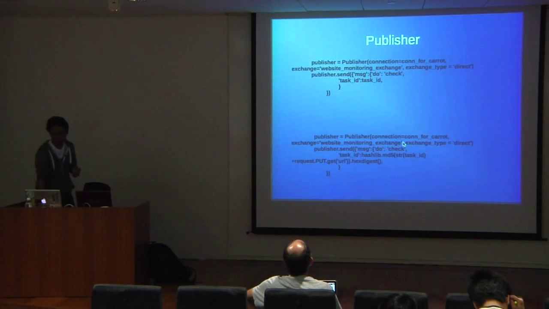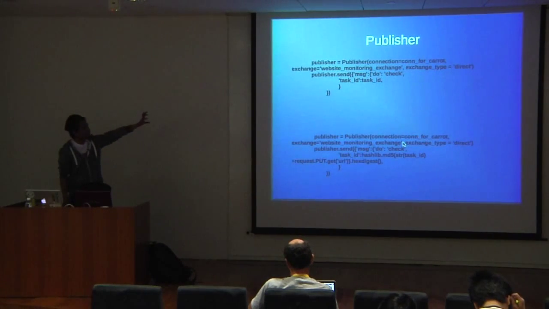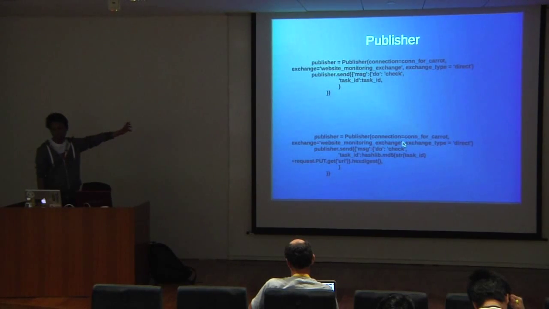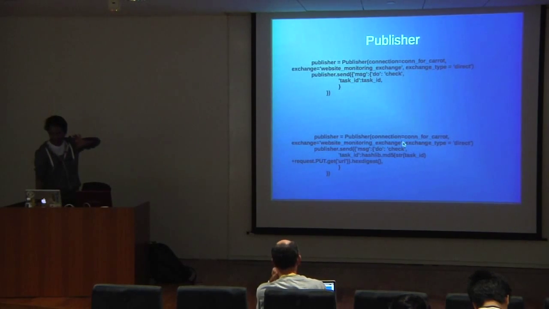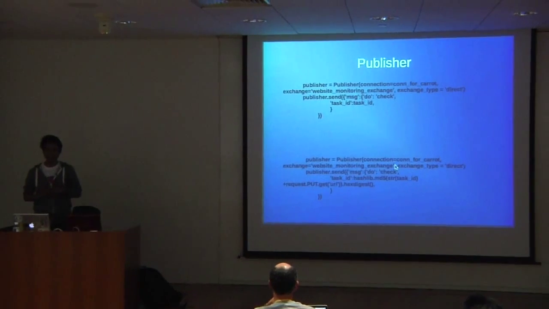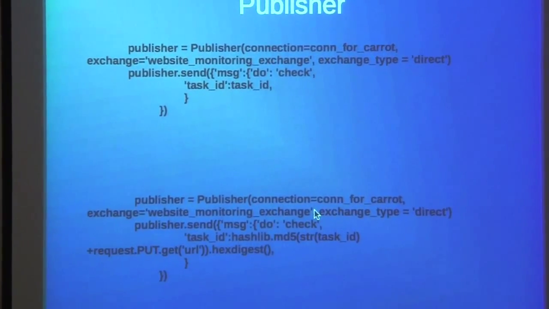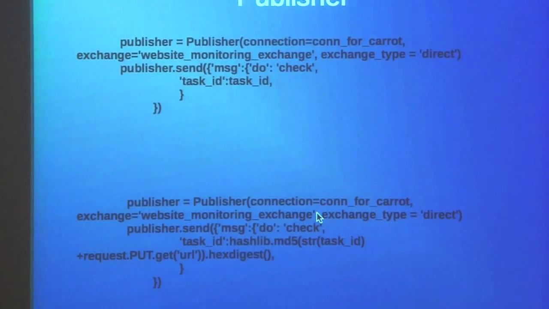So how do I use the publisher? Publisher connection is the connection variable that we set before. The exchange is the name of the exchange, like website monitoring exchange. Oh, that is the exchange name, not the type. And here I use the exchange type direct. We can send the publisher data to the consumer with publisher.send_message, passing the text ID.